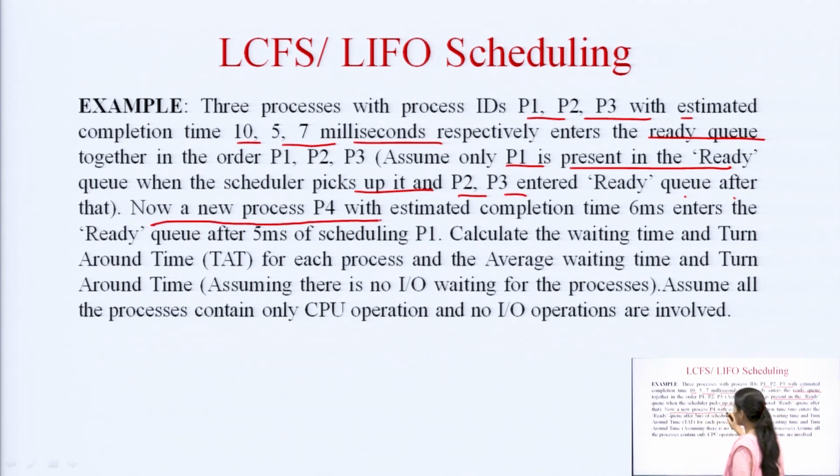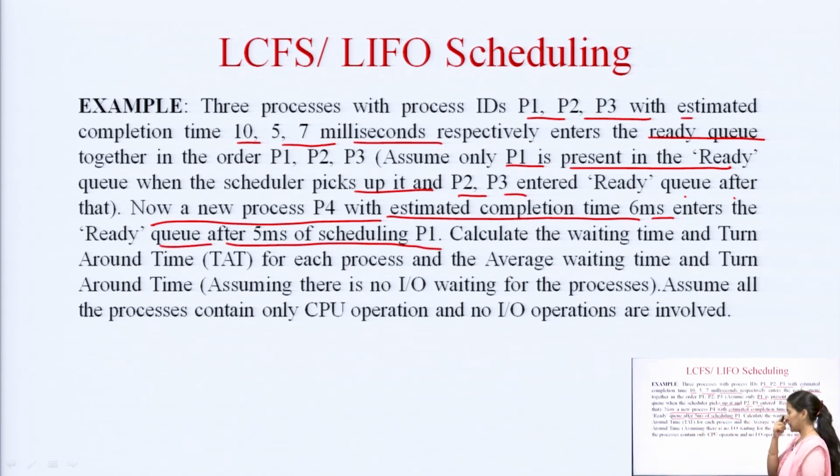Now, there is a twist in this scenario: a new process P4 with estimated completion time 6 milliseconds enters the ready queue after 5 milliseconds of scheduling P1. So, when P1 is scheduled, after 5 milliseconds have passed, another process, P4, enters the queue with an estimated execution time equal to 6 milliseconds. So, this is the scenario.